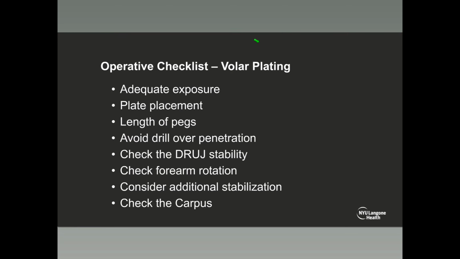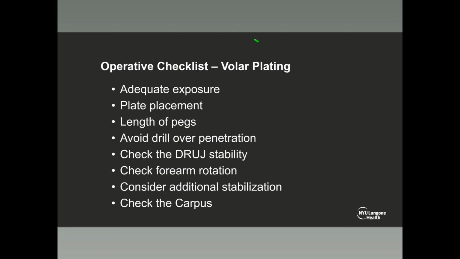Now, as I'm going through my operative checklist, I've made my exposure. I want to make sure I have an adequate exposure. Having too small of an incision puts undue stress as you're trying to retract. And in this area, you definitely don't want to be retracting too much. If you retract too hard ulnarly, you're going to be retracting on the median nerve and cause an iatrogenic median nerve injury. Retracting too hard radially can compress and cause injury to the radial artery.